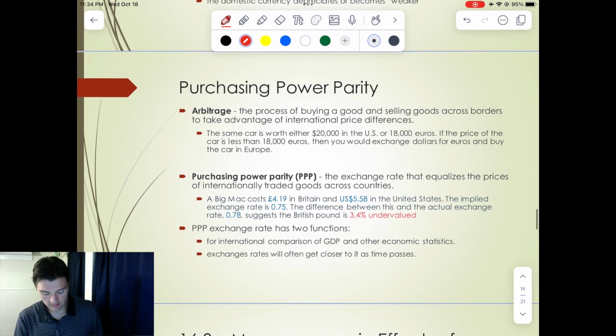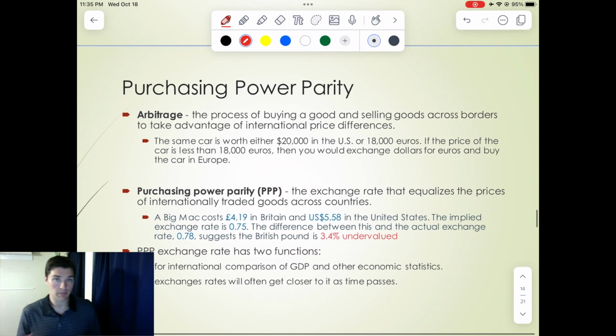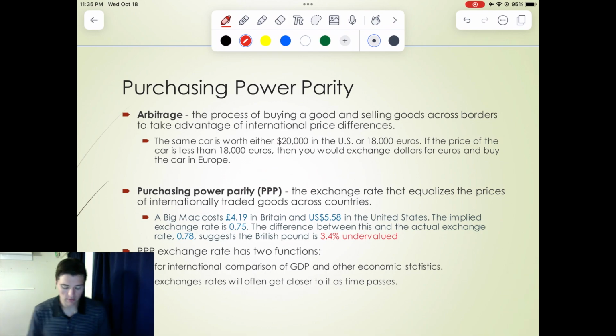So the last thing we're going to talk about is purchasing power parity. Through the whole process of what we talked about, profiting off of the foreign exchange market, we also have this thing called arbitrage, the process of buying and selling goods across borders to take advantage of international price differences. So basically, you can buy the same car in the US or in Europe, same car.